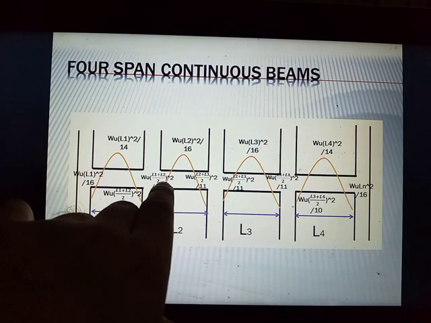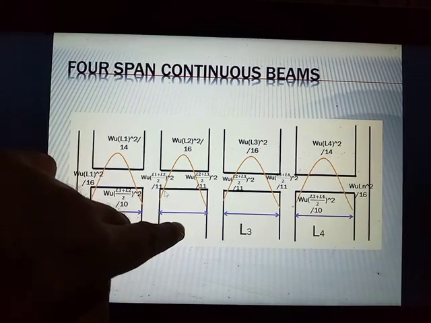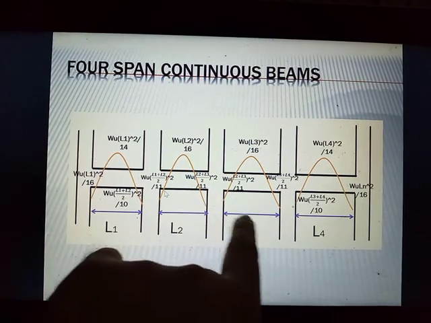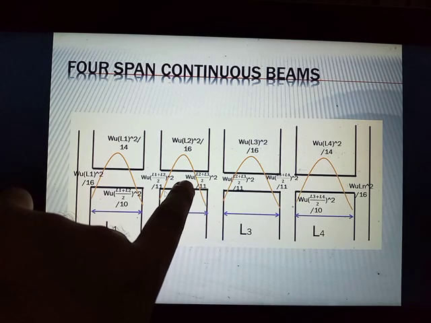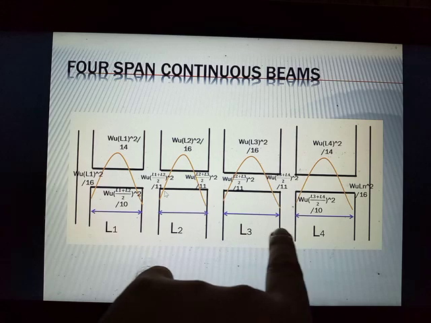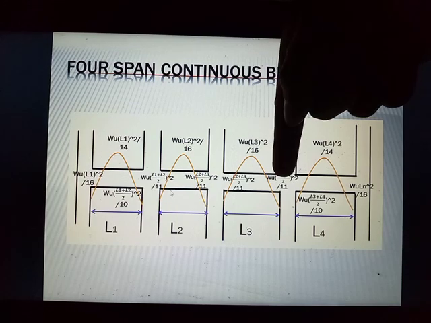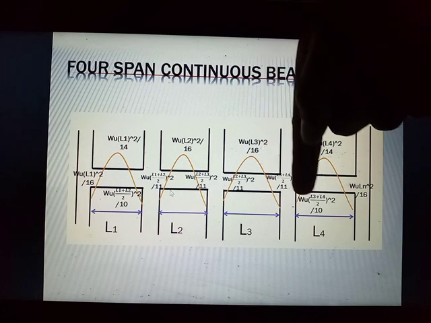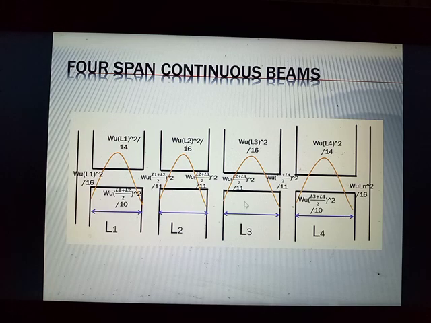Also for the right side, we should average L1 and L2. And for these two sides, we need to average L2 and L3 respectively to compute the negative moment at the left side of this interior support and this one. Also we need to average L3 and L4 respectively to compute these negative moments at each side of this interior support. I hope we understand each other.